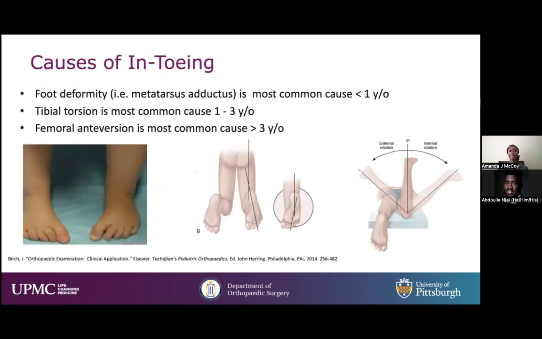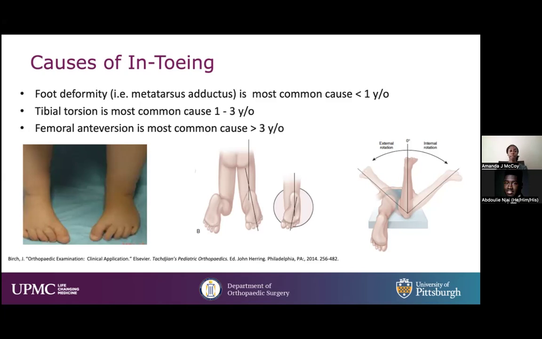In every clinic I've been to, whether it be in Pittsburgh or in Kenya, people come in for the concern of in-toeing. This is just a reminder that in-toeing can come from the hips, the knees, or the feet. Starting from the bottom up, you can have metatarsus adductus in young children. Then you have tibial torsion as the most common cause of in-toeing in toddler-aged children. And once you get older than 3 years old, generally femoral anteversion is what causes a lot of in-toeing.